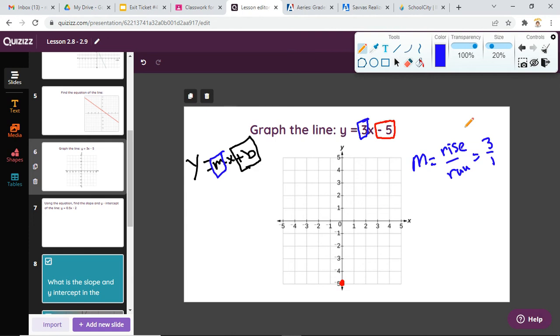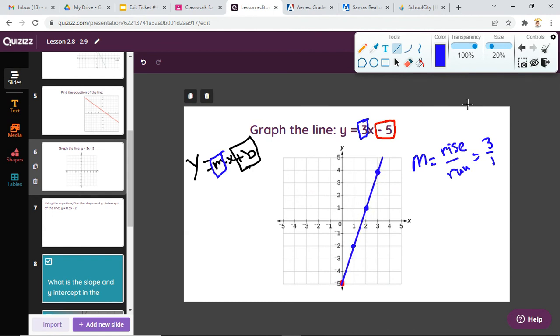Now what that means is that from every point here, I have to rise 1, 2, 3 spots and run 1 spot. Rise 1, 2, 3 spots and run 1 spot, or 1 unit here. And then I simply have to connect these dots.